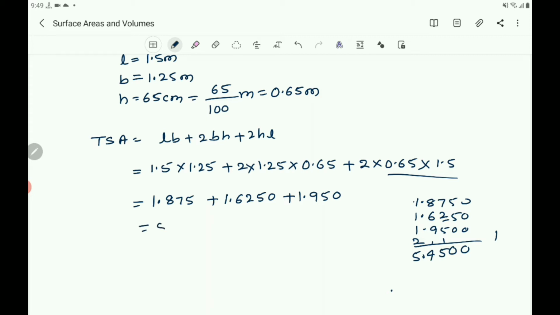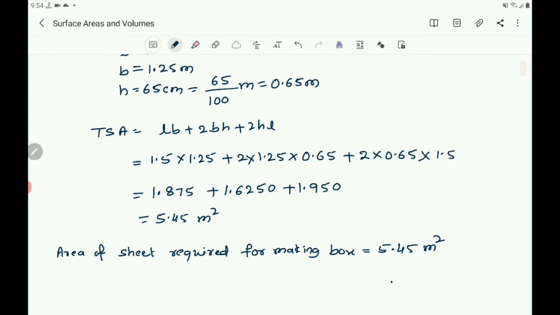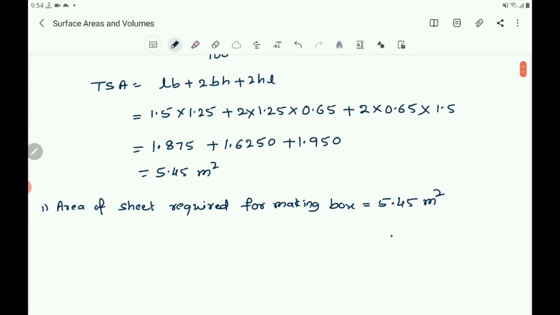That equals 5.45 m square. Therefore you write, area of sheet required to make the box, or for making box, equals how much? That is 5.45 meter square. That is the answer for the first question.